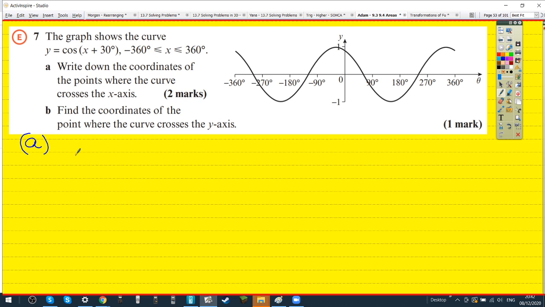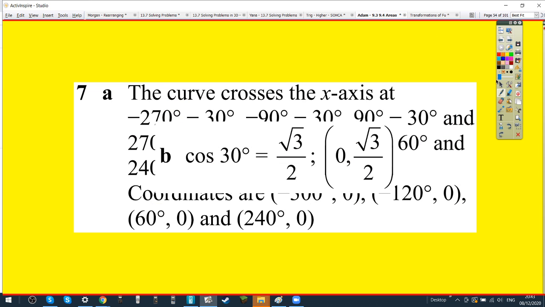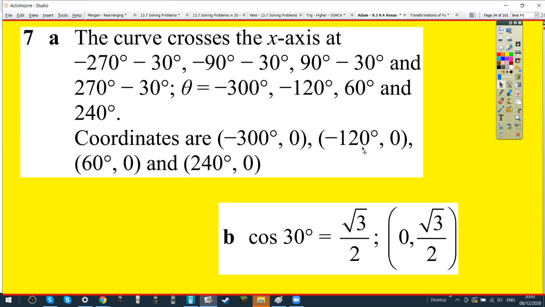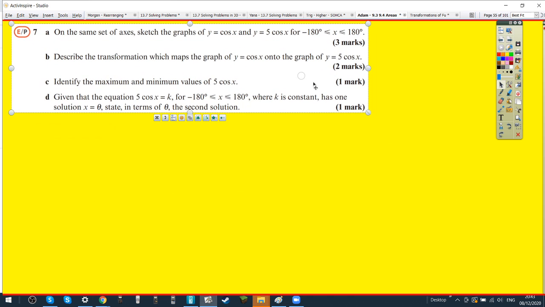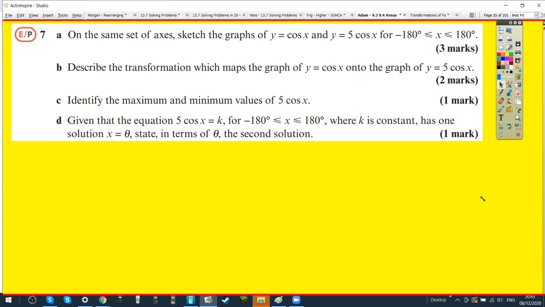Okay. So be 0. Wait, no. It would be minus 300, 0. Minus 120, 0. Uh, 60, 0. And then 240, 0. Hope so. Yep, there we go. Okay, let's try B.